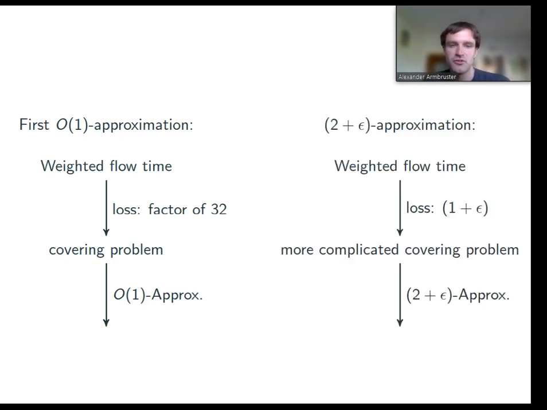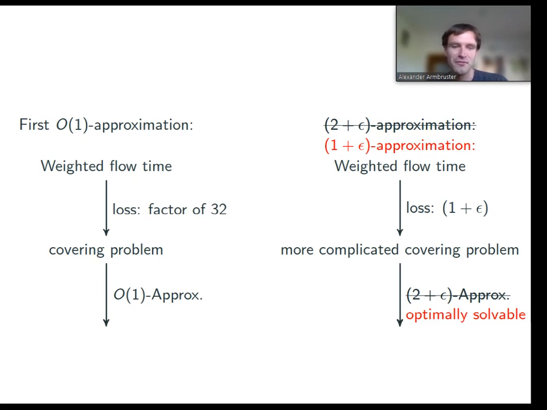Rohwedder and Wiese then, for the 2 plus epsilon approximation, showed that you can actually, instead of this covering problem, use a different, more complicated covering problem so that you only lose a factor of 1 plus epsilon in the reduction. And then they showed that you can solve this resulting complicated covering problem with a 2 plus epsilon approximation algorithm. And our contribution is now that instead of this 2 plus epsilon approximation, we actually can solve this complicated covering problem optimally, which then of course results in a 1 plus epsilon approximation in total.